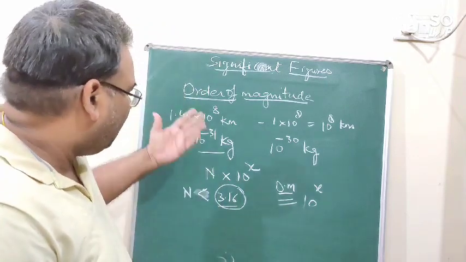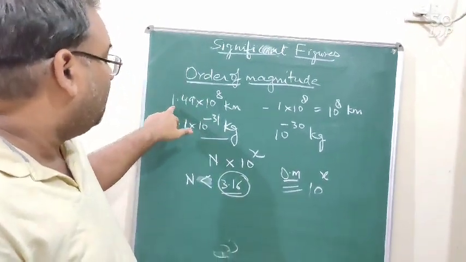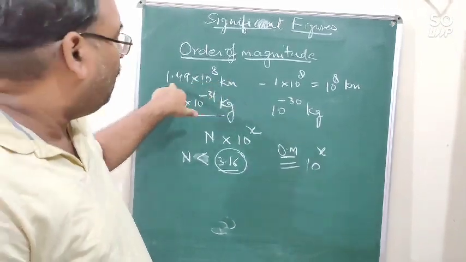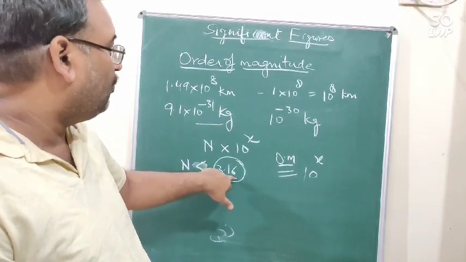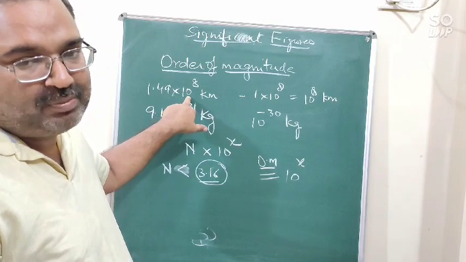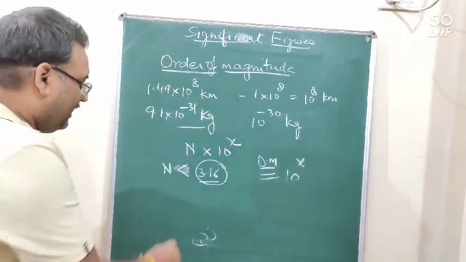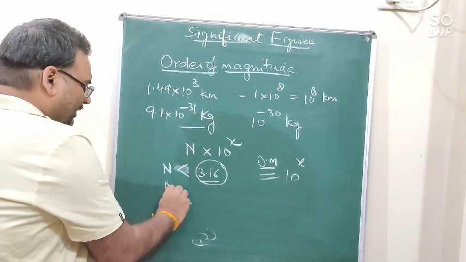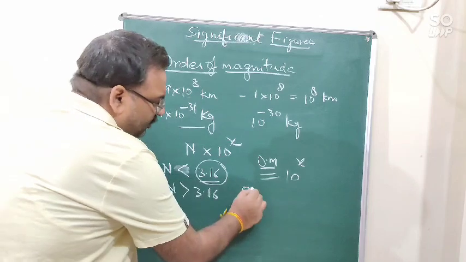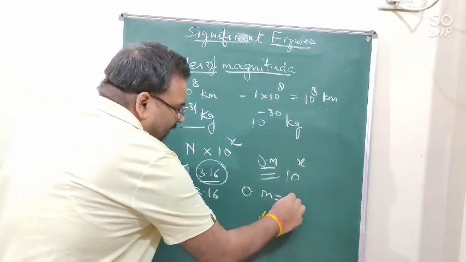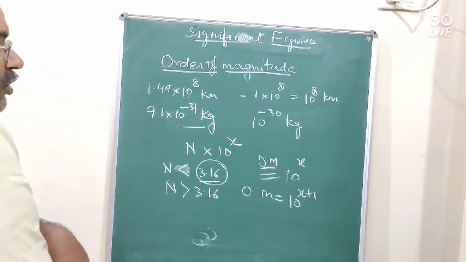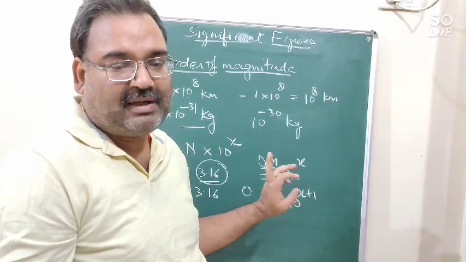Again coming back to the example, here n is 1.49 and 10 raised to power 8. Now 1.49 is less than 3.16. Therefore, the order of magnitude will remain the same, 10 raised to power 8. And if n is greater than 3.16, then the order of magnitude will become 10 raised to power x plus 1. तो ऑर्डर मैग्नीट्यूड में जो पावर x थी उसमें एक जोड़ देंगे.